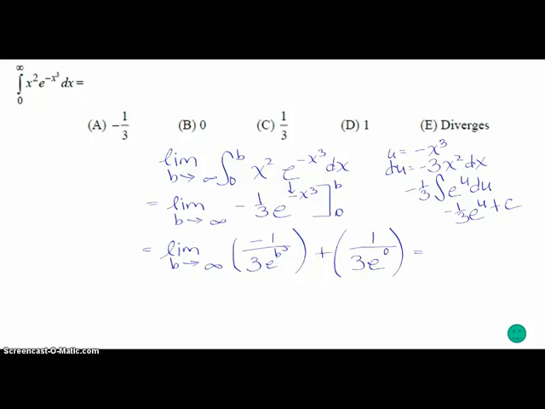So for large input values, this denominator is huge. Negative 1 over huge, that term's going to 0. E to the 0, please remember, is 1. It's not e. So this is converging, and it's converging to a value of 1/3. So there we are, and c is 1/3. So there's the correct answer.